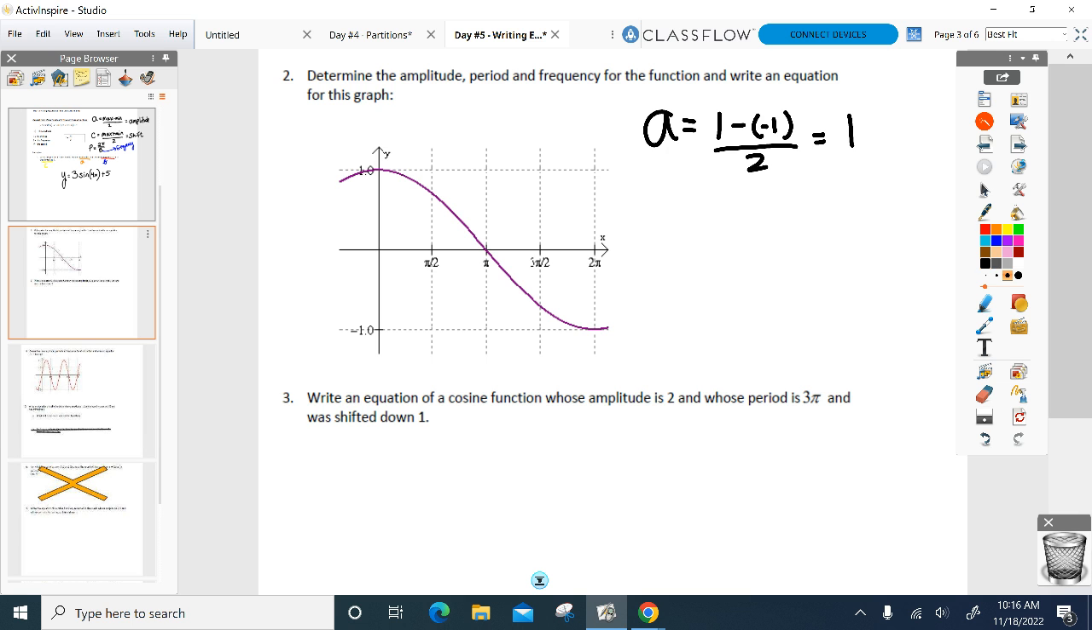Everyone's all right? You'll always see me skip right to the C value next instead of going to B. And the reason is, if you know your max and min, the C value you should find right away. So I always find B last because I think that's the most difficult. So C value, max plus min divided by 2.